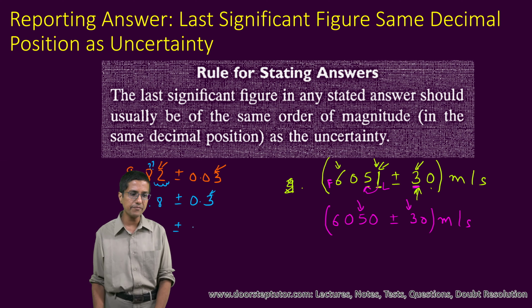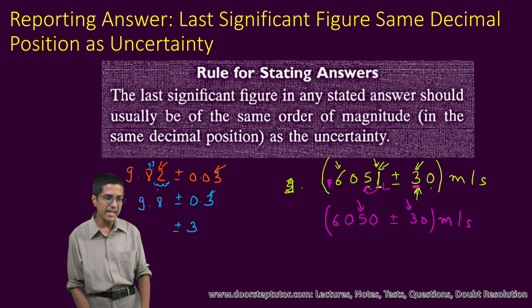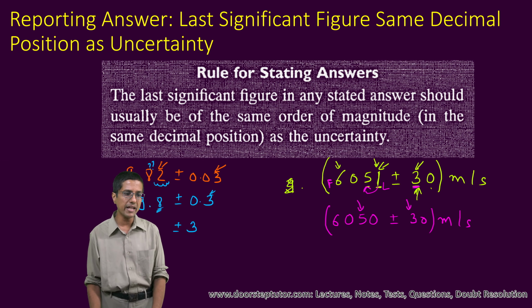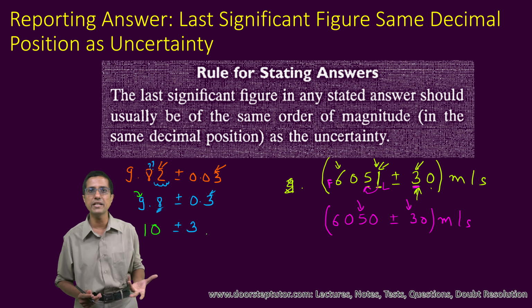Now what if my error was in the units place? Now my error is plus minus 3. In that case, anything after the decimal point is useless because I am not even sure about the 9. So I'll round it to the units place. This becomes 10 plus minus 3.